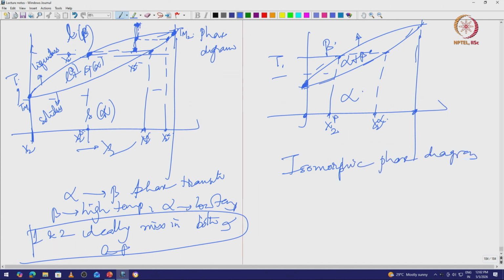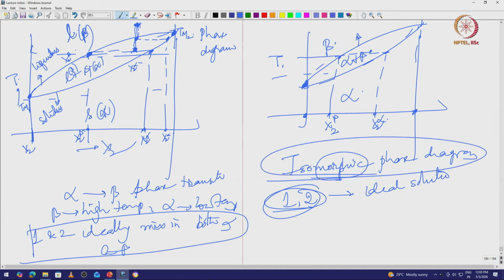Why isomorphic? Morphic means similar structure, sort of. So I have 1 and 2 which are forming ideal solutions. So 1 and 2 should have similar structures in the solid, as the Hume-Rothery rules go. The Hume-Rothery rules can be applied, they should have similar sizes, similar structures, everything like that, and as a result 1 and 2 are isomorphic in some sense. So these are what are called isomorphic phase diagrams.